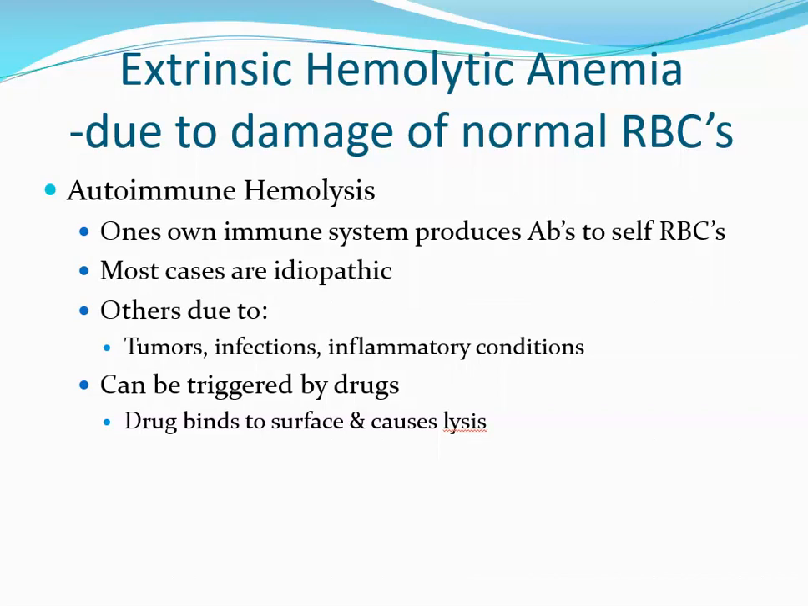There are also autoimmune forms of hemolytic anemia. This is where one's immune system produces antibodies to self red blood cells. Some cases are idiopathic, but others are due to tumors, infections, or various inflammatory conditions. This can also be triggered by drugs. What happens is that the drug will bind to the surface of the red blood cell, and this will target the cell for lysis.